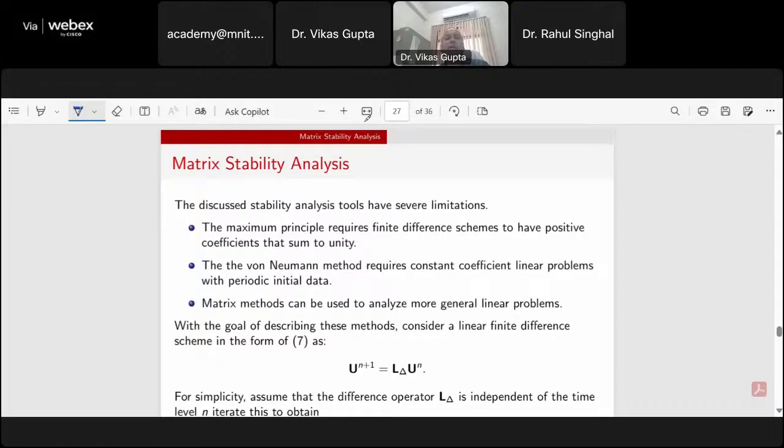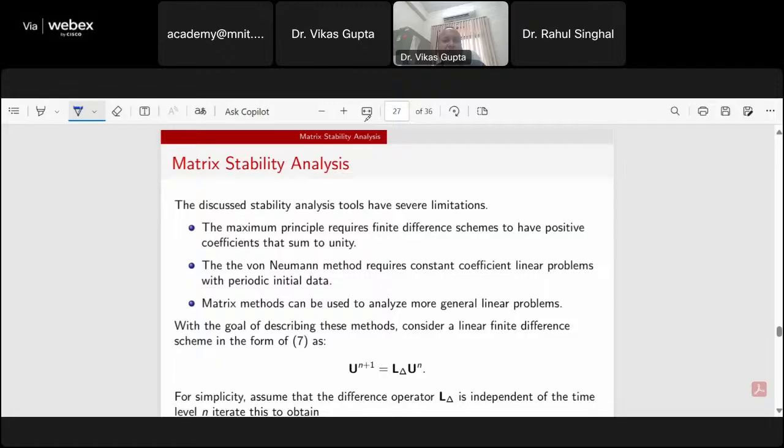Okay, now I am going to discuss the matrix method for stability analysis. Here we mainly have three kinds of methods for stability analysis. One is the maximum principle. Another is the Fourier analysis method, also known as the von Neumann stability analysis, which will be discussed by Professor Ashish tomorrow. And another kind of stability analysis method is the matrix analysis method. There are a few drawbacks associated with each method.